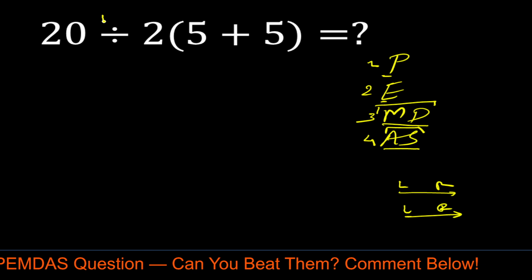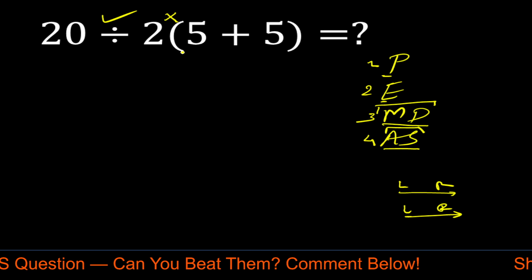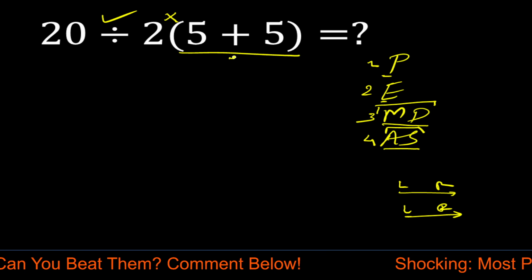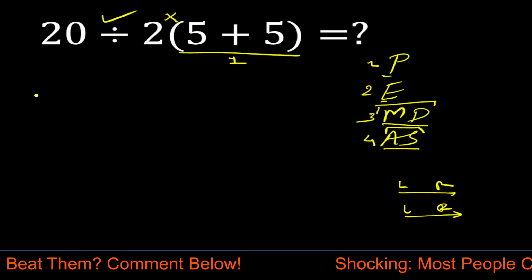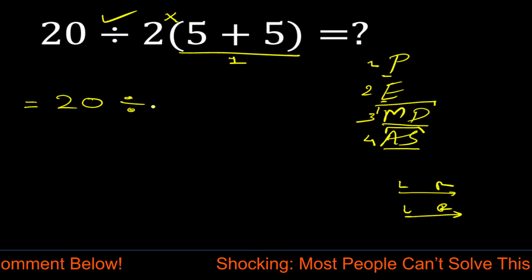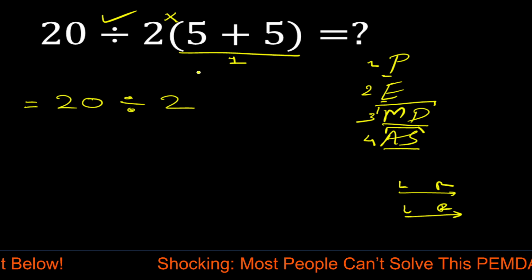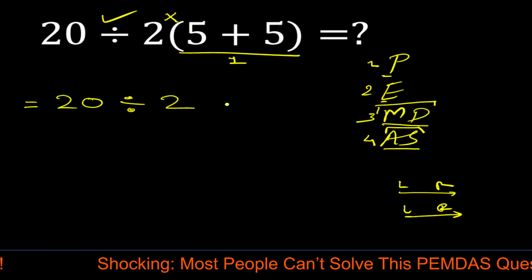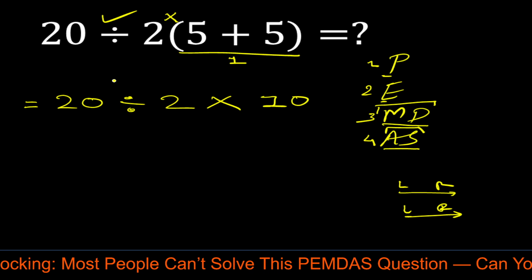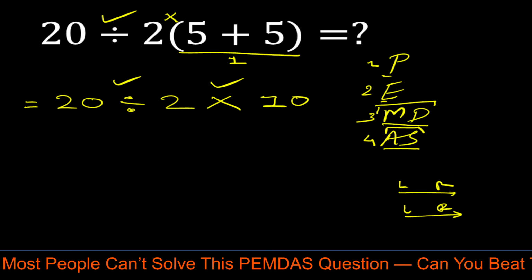So in this question, here we have division, here multiplication, and here we have one parenthesis, right? So according to PEMDAS rule, first we have to solve this parenthesis. So now 20 divided by 2. Now solve this parenthesis. 5 plus 5 is equal to 10. So times 10, right?